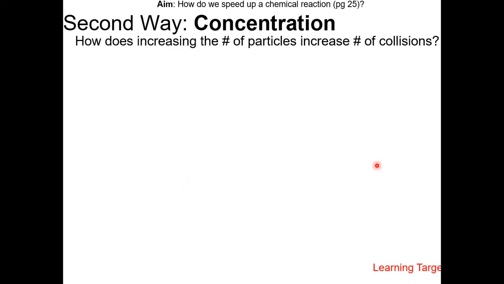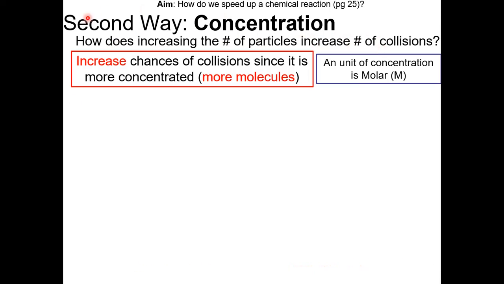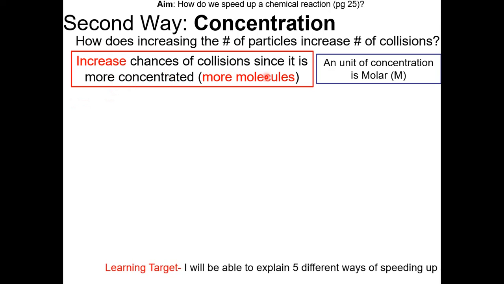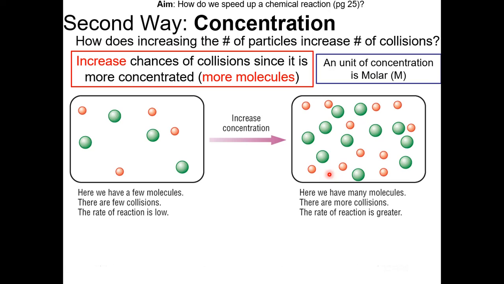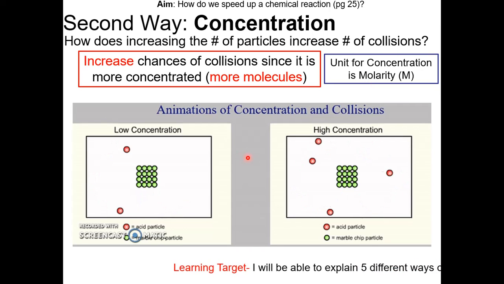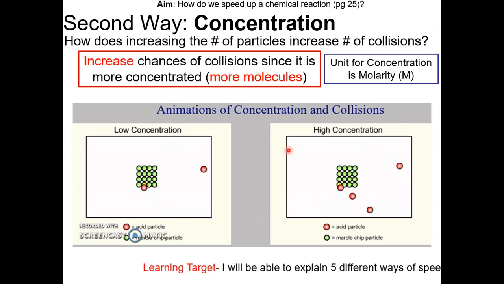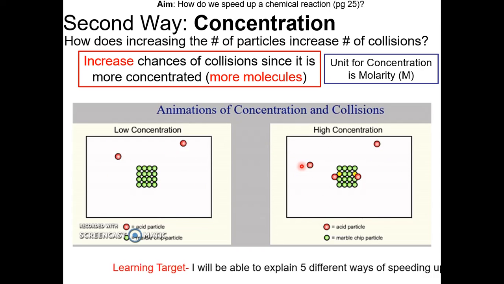The second way of speeding up a chemical reaction is concentration. How does increasing the amount of particles increase the amount of collisions? By increasing the chance of collisions, since it's more concentrated now, there are more molecules. As you can see from this diagram, when you increase concentration, there are more molecules. If there's more molecules, there will be more collisions. A unit of concentration is molar. We will discuss molar in the next unit. As you can see from this GIF, when the red ball hits the green ball at higher concentrations, there is more collisions.